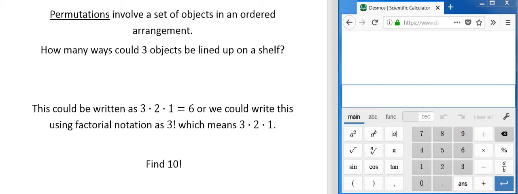So first, again, I'd encourage you to write these things down. They're going to help you as you go through the lesson and get into the practice quiz. Permutations involve a set of objects in an ordered arrangement. So order's the key. So for example, how many ways could 3 objects be lined up on a shelf?